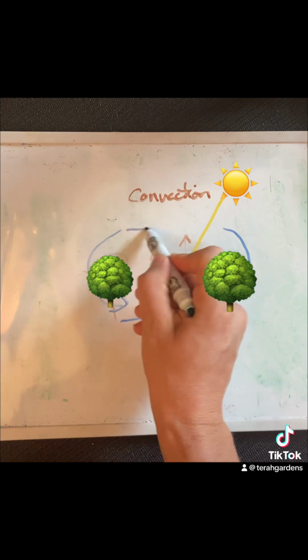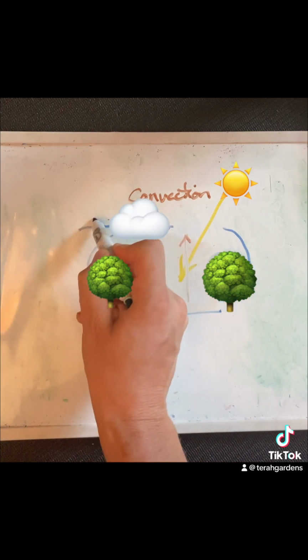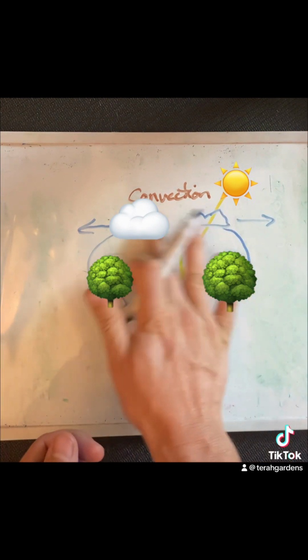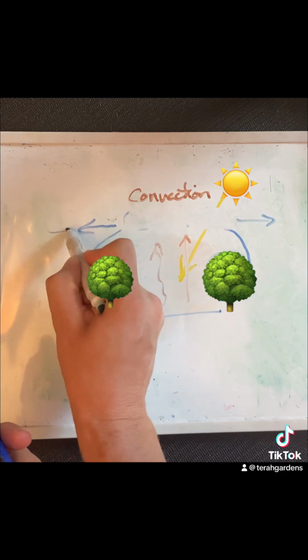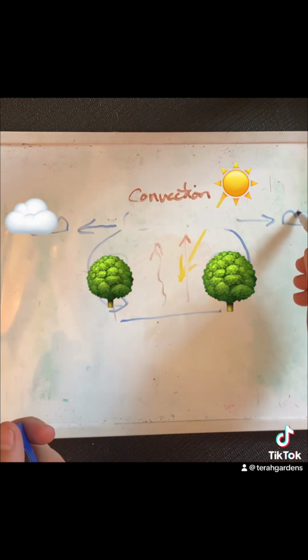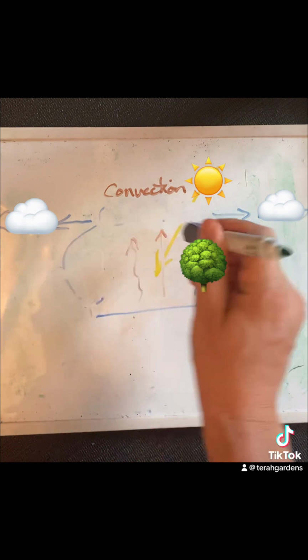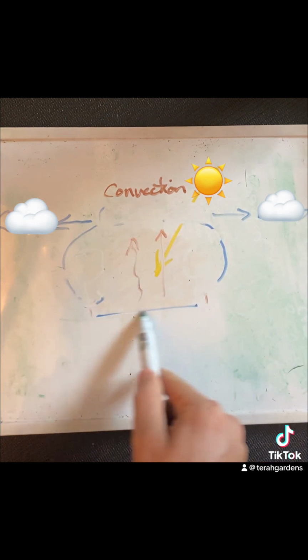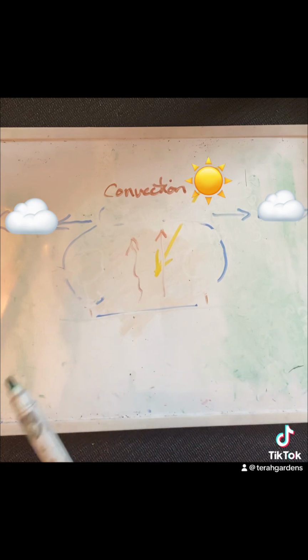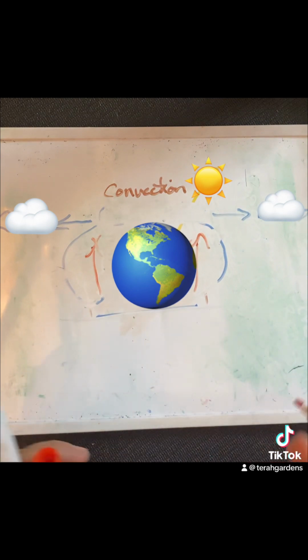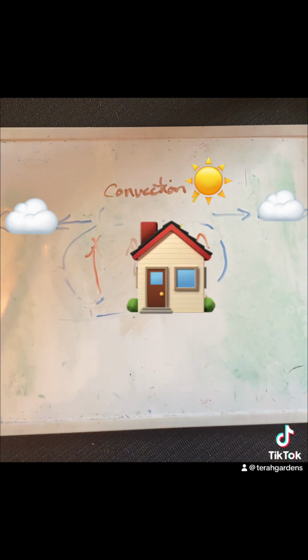And when we have clouds, what that's doing is then pushing the clouds away. So then the clouds are no longer shading and we're no longer getting rain. You can see that. And so when we do this over a larger and larger span, then we're just getting more and more heat rising and circulating, and we're heating up the world or our neighborhood quicker and quicker.